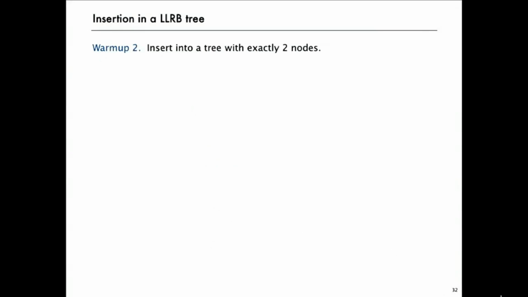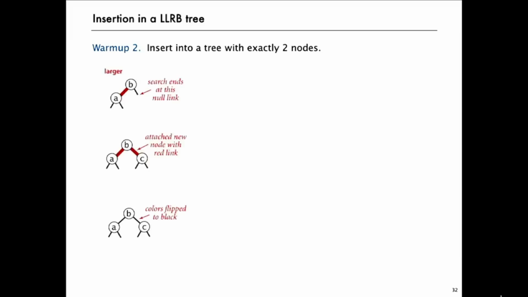So now let's look at a second warm-up. Say we have just 2 nodes in the tree. So we have 2 nodes, and that means it's a single 3 node. Then there's 3 cases. One is that the new one is larger than both of the keys.